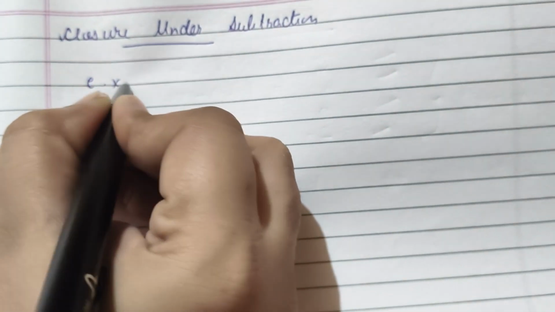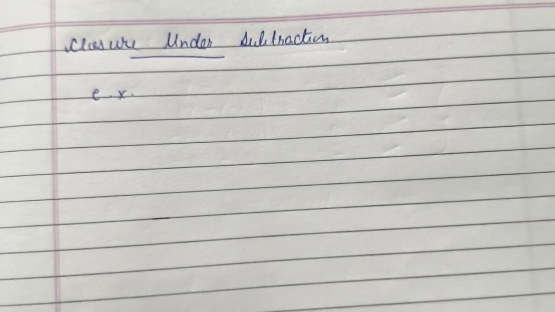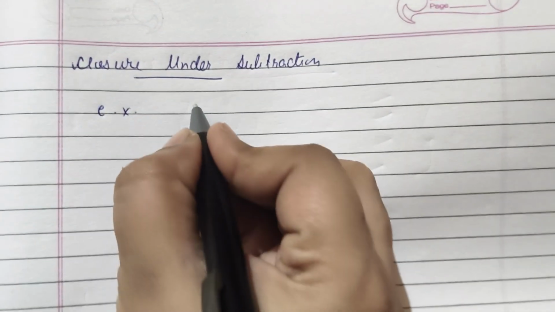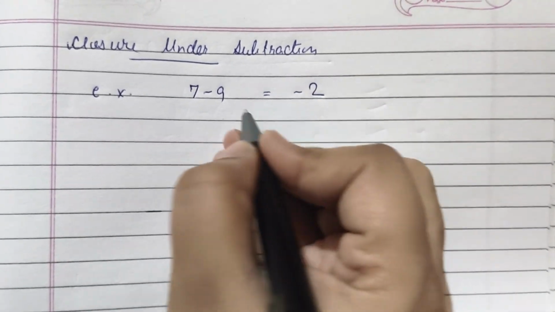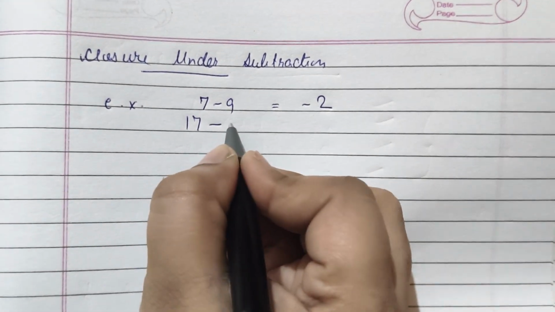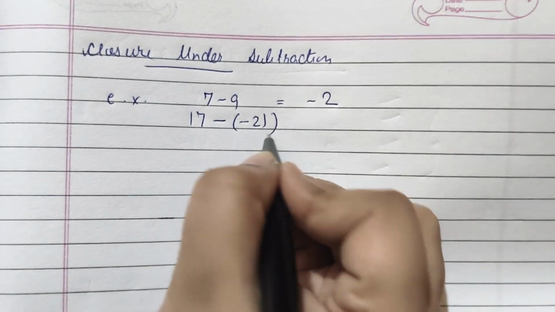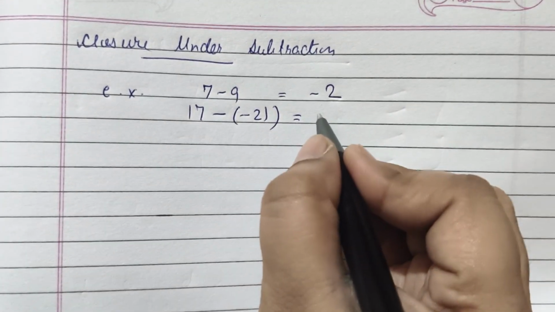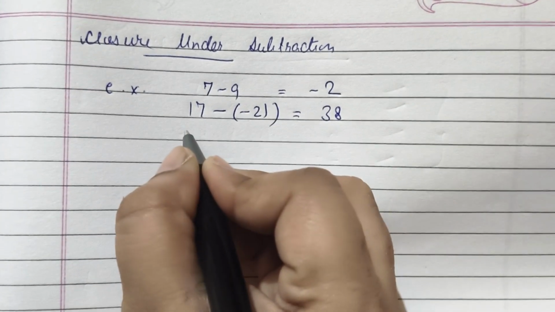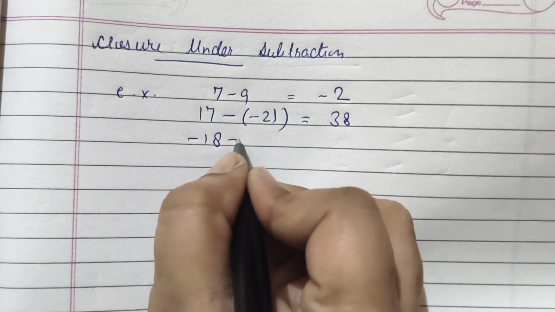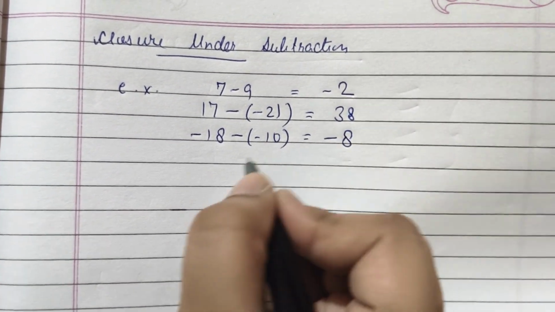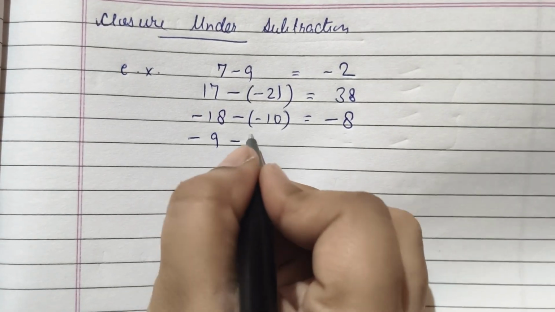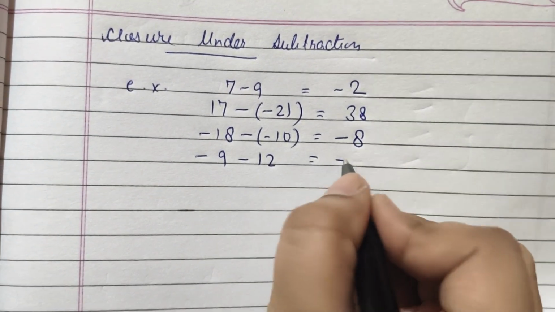Let's take some examples, such as 7 minus 9 equals minus 2. 17 minus 21, which is equal to minus 4. Minus 18 minus 10, which is equal to minus 8. Minus 9 minus 12, which is equal to minus 21.